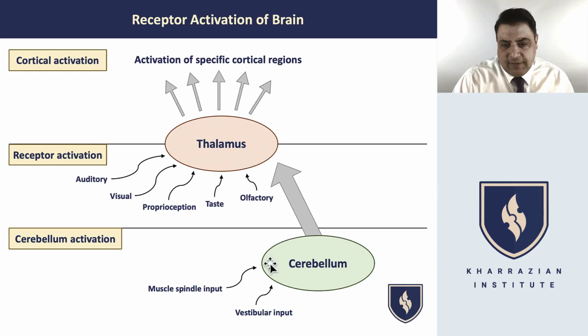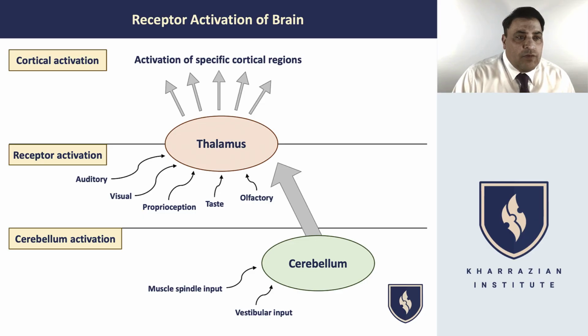So here you can see the cerebellum, muscle spindle, vestibular input, they activate, fire into the thalamus, the relay center, which activates other regions of the cortex, and then other inputs like auditory pathways, visual pathways, proprioception pathways, taste and olfactory pathway all start to activate the thalamus, right? So those are the very first neurological pathways that are involved with neurodevelopment.